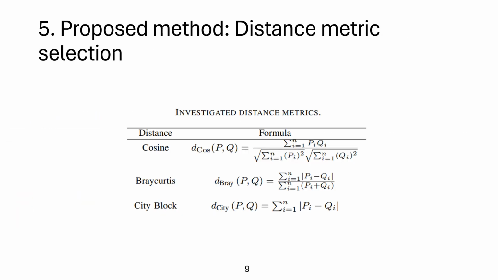So we selected Cosine, Bray-Curtis, and city block distance measures based on the results these metrics show in the current state of the art, and their formulas are as follows.